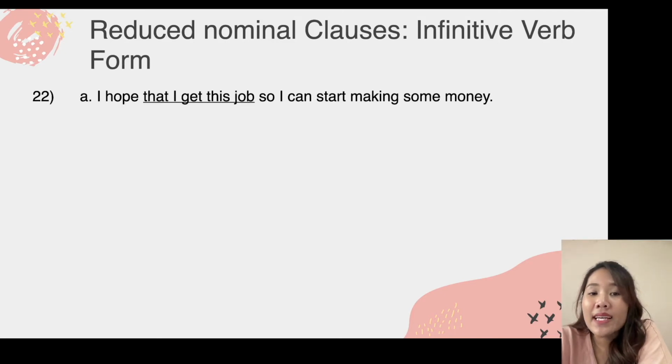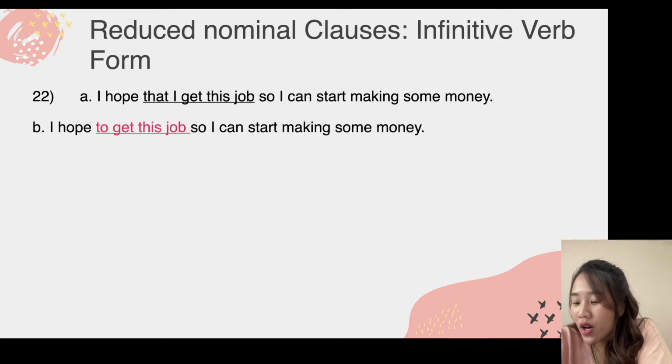Like I hope that I get this job. So that I get this job is a nominal clause functioning as the object of the verb hope. We can reduce it into I hope to get this job.